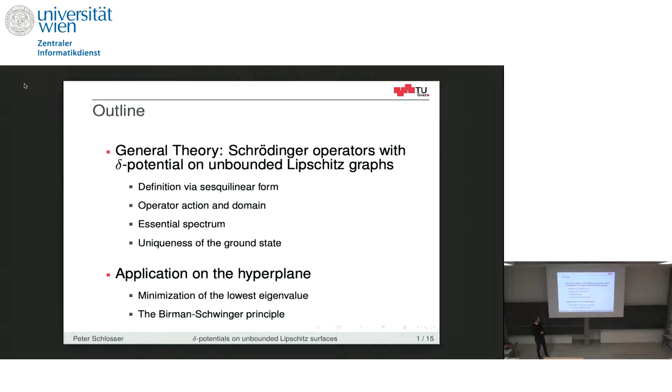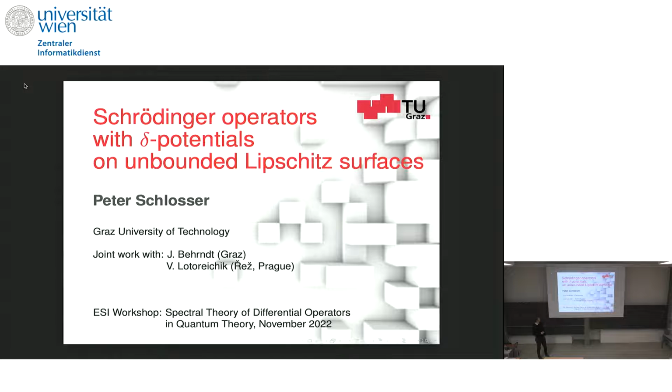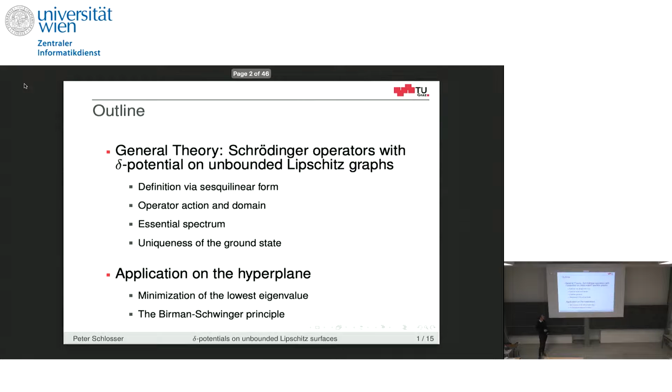And the second part will be some application, which will be some joint work with Lipschitz from Resch and Jussi Behrndt, my PhD supervisor from Graz. Some minimization problem of the lowest eigenvalue of this Schrödinger operator with delta potential.